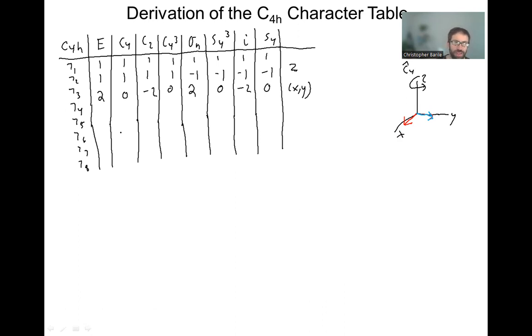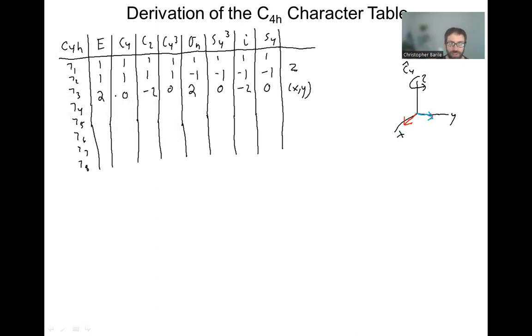So we can just check this. 2 times 1 is 2. Well, all this is 1 as well. So the dot product is just a summation, right? If we're doing gamma 1 dot gamma 3, we're testing to see if this is true. It's just this times this plus this times this, and so on down the row, all multiplied by 1s as well, because there's 1 symmetry operation in this class.